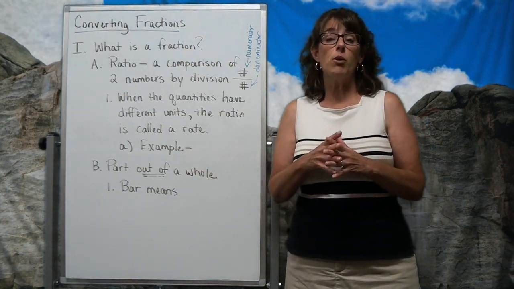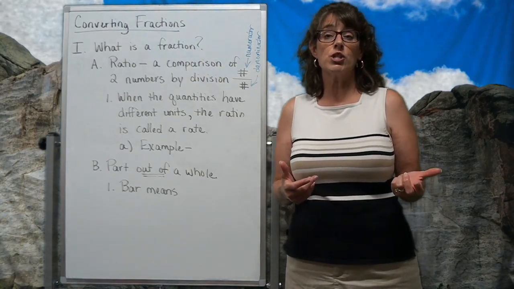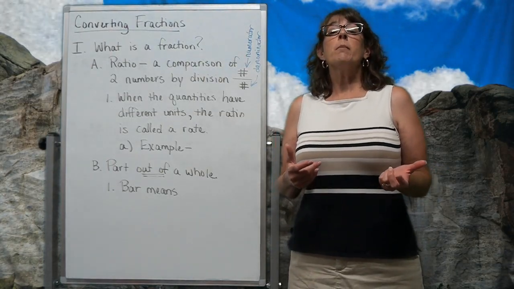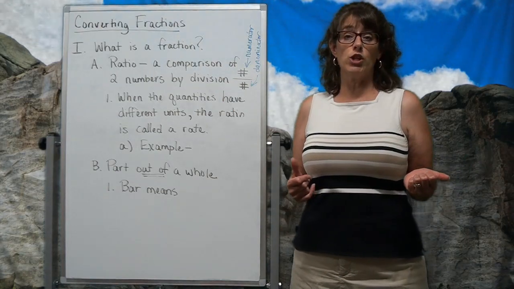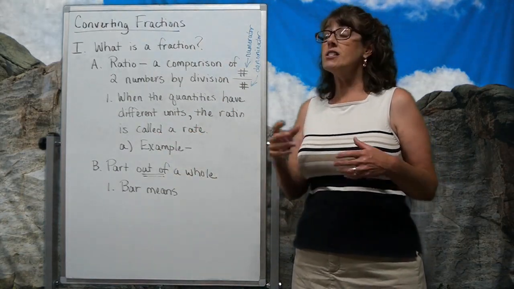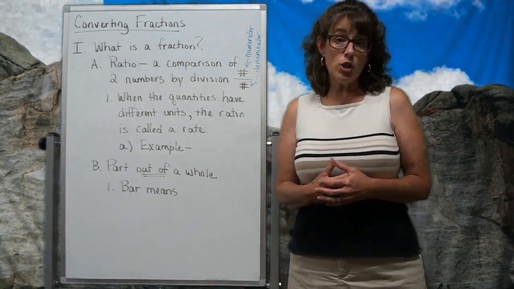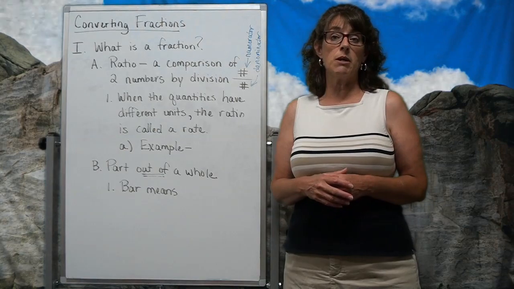Let's go with that fruit bowl idea. Let's say within our fruit bowl, we have apples and oranges. Well, if we're comparing the apples to the oranges, now we have different units. So that's going to be a rate. Or let's say within that classroom, we have girls and we have boys. Different units. So now that ratio is going to be a rate.